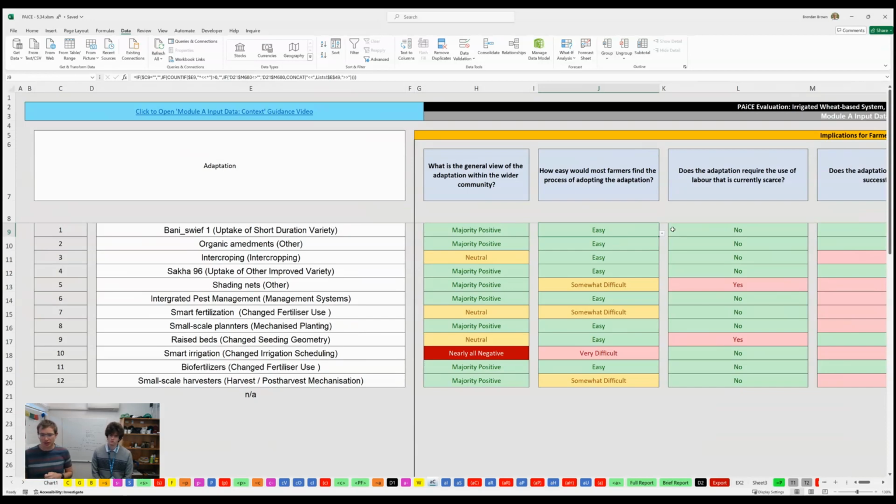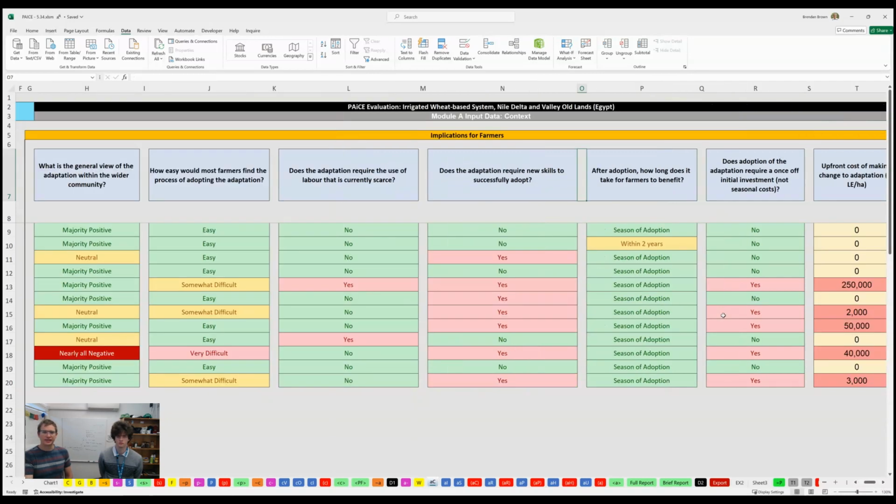In terms of the questions and interpretation of the questions, the third question here is around the use of scarce labor, and we're specifically wondering about farm labor in this example. So does it require you to get farm labor, either family farm or casual laborers, to implement the adaptation that you probably can't find? The fourth question is the requirement of new skills to adopt, and that's specifically of the farm owner, the farmer. Do they need some new piece of knowledge in order to do it correctly?